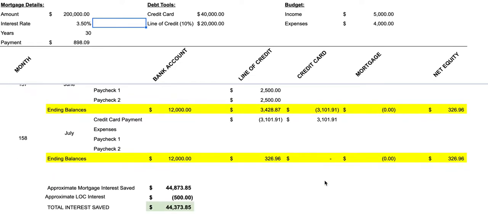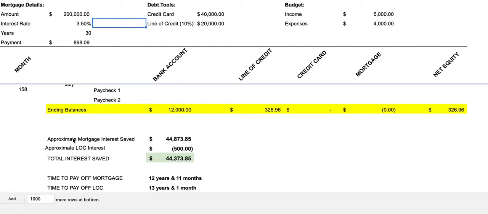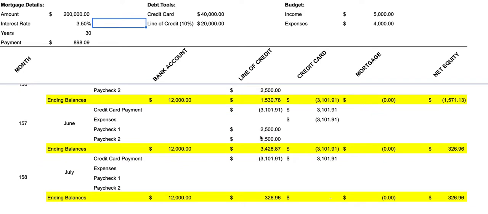You use the debt tools effectively, and that's it. And so down here I have the approximate mortgage interest saved, which would be $44,000. Your approximate line of credit interest is -$500. And see, you're not being charged that much interest, because you're keeping your balance low on the line of credit, because you keep putting your paychecks towards your line of credit. So that's keeping your balance low.